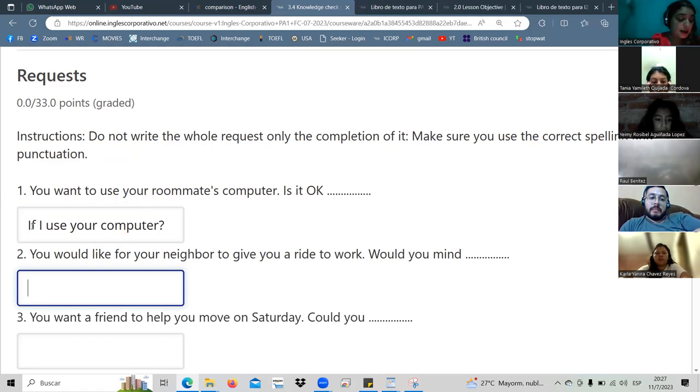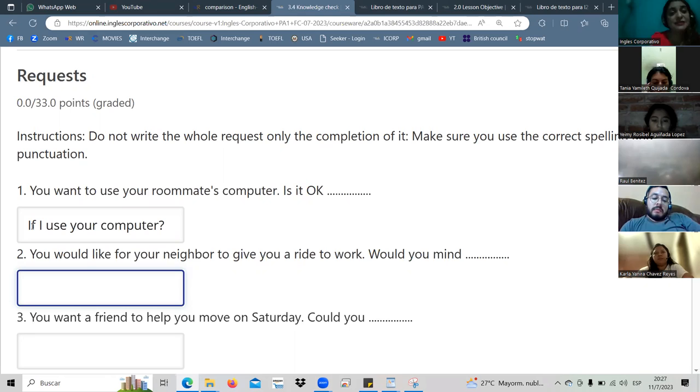I have a question. Tell me, Carla. If we make any mistake on any of the sentences, does it affect if we change it at the end to the correct form? You can do it as many times as you want until you get the correct answers. I believe it doesn't affect.